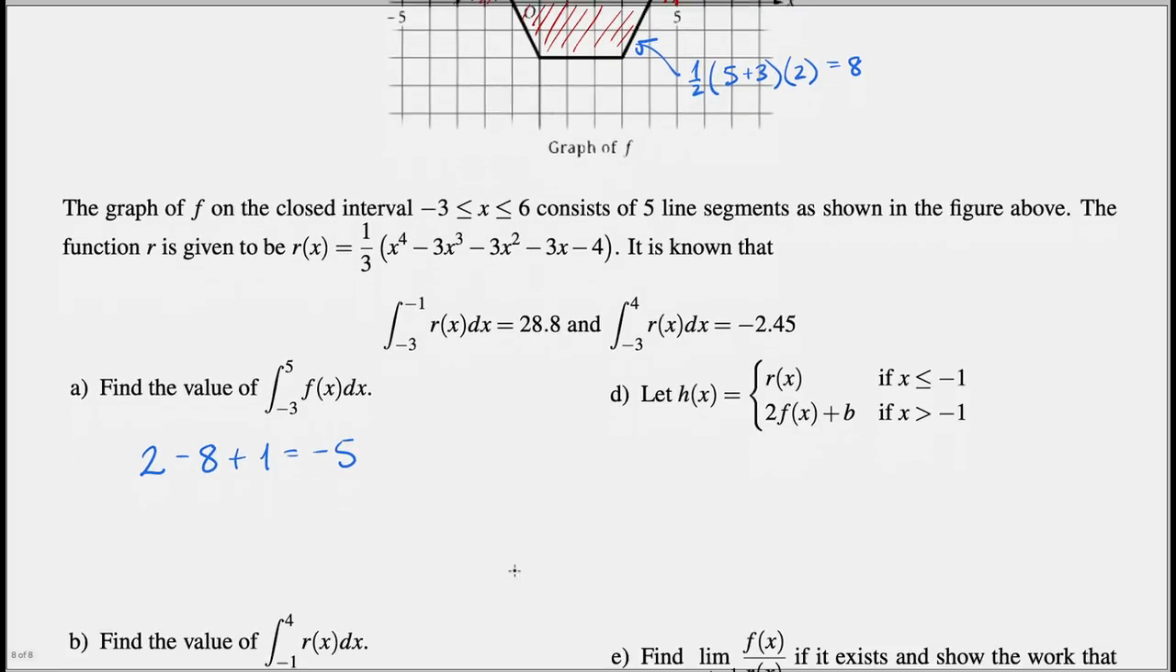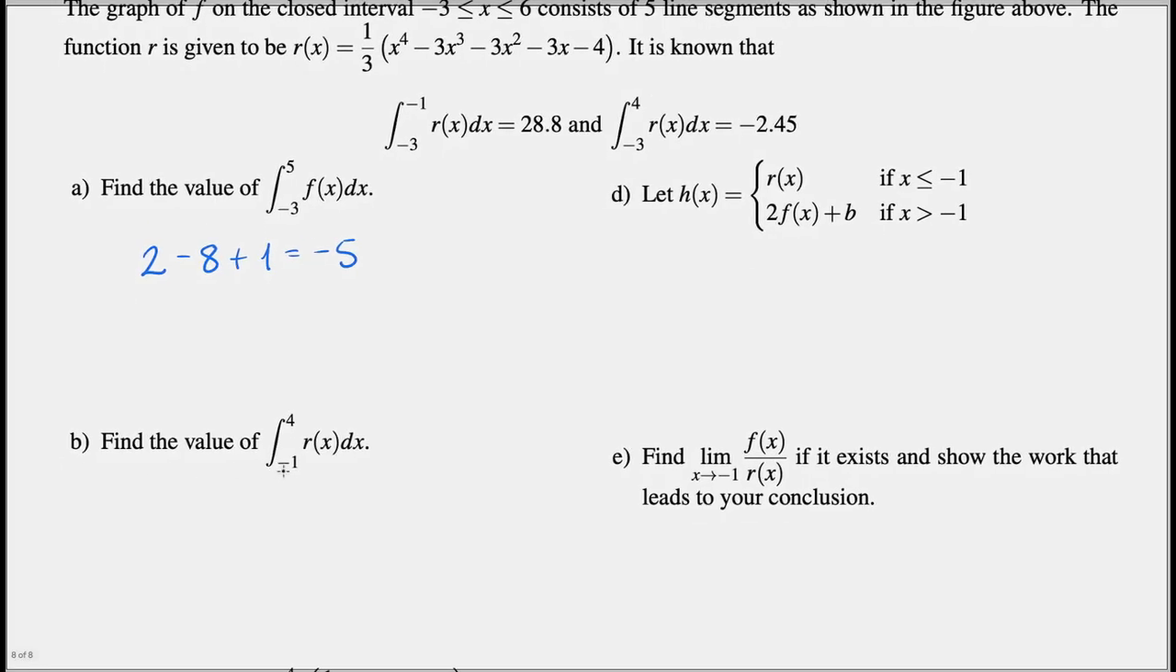All right, part B, find the value of the integral from -1 to 4 of r of x. Well, we have two integrals here that involve r of x and that involve a -1 and a 4. So we'd like to combine these to get that. So the integral from -1 to 4 of r of x, we're going to split this up into the integrals that we know. So I have an integral that involves -1 and a -3 of r of x. And then I can pick back up from -3 and go till 4 of r of x.